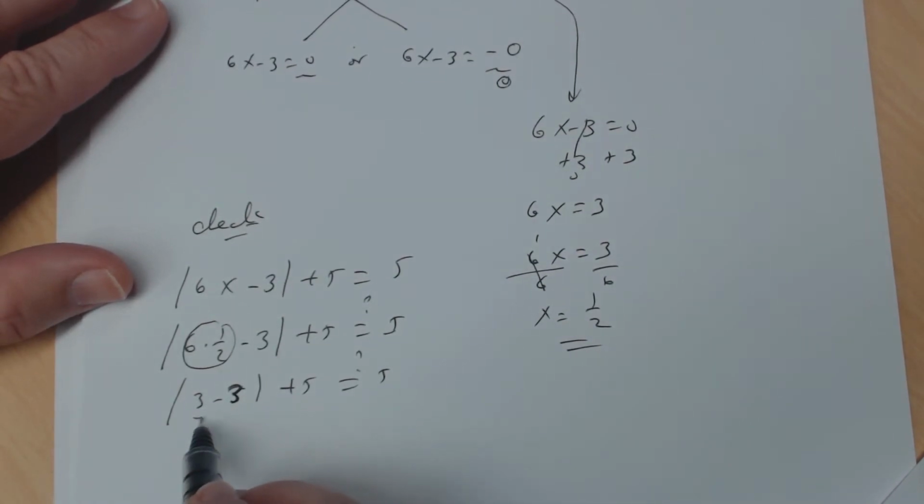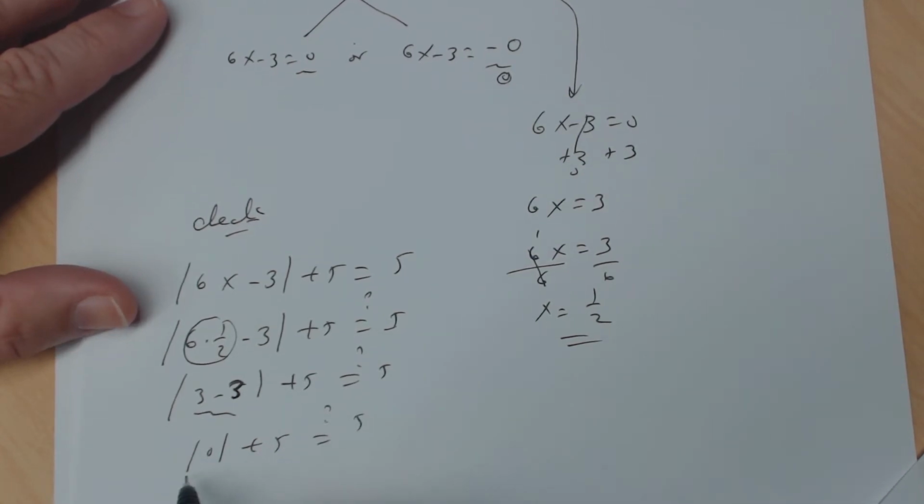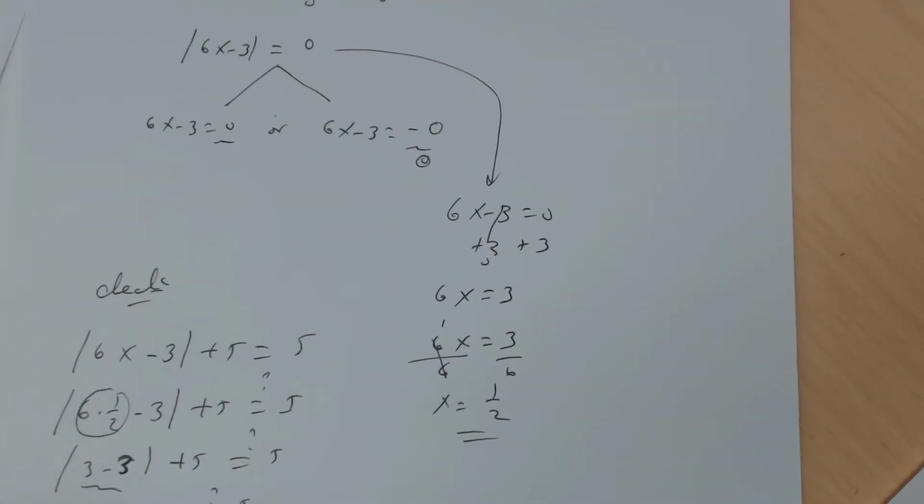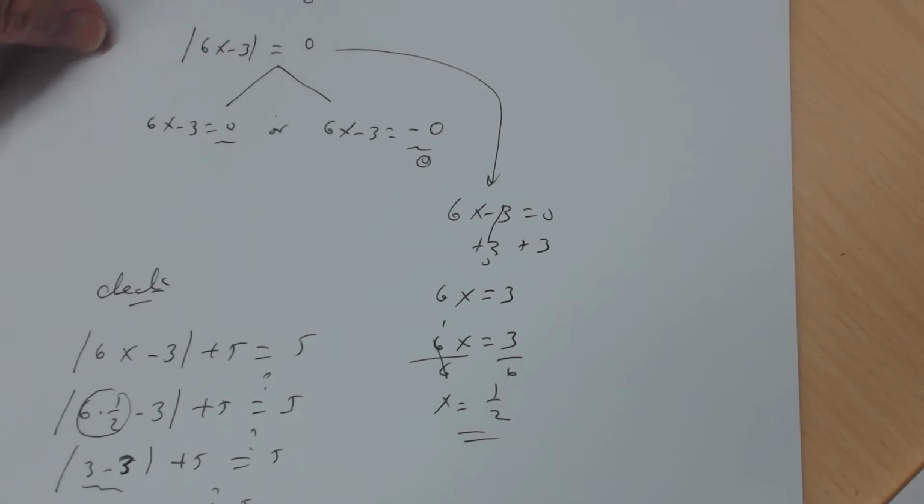And again, I want to see if that's going to equal 5. Well, 3 minus 3 is 0. And so the absolute value of 0 plus 5, and again, is that equal to 5? Well, the absolute value of 0 is 0. 0 plus 5 is equal to 5. Okay? All right, and let's look at this.